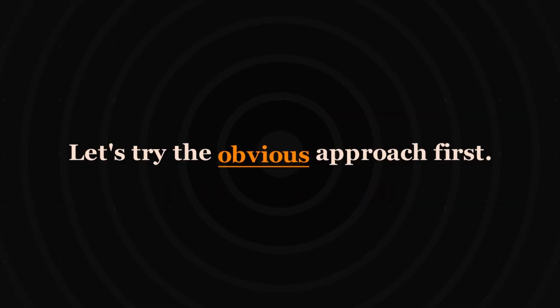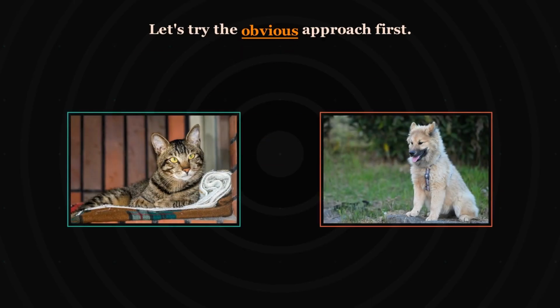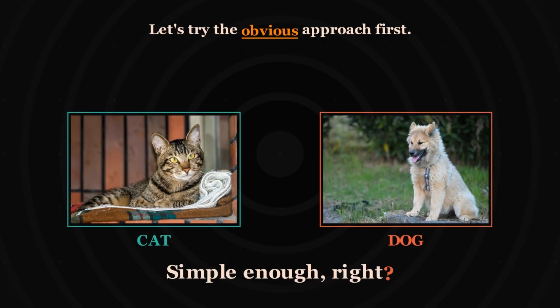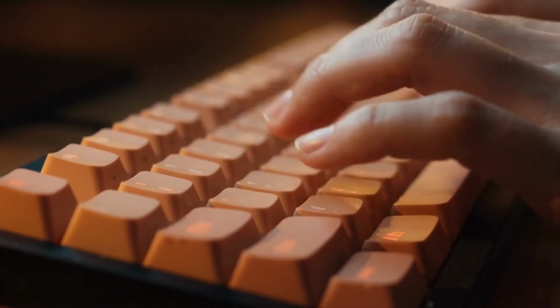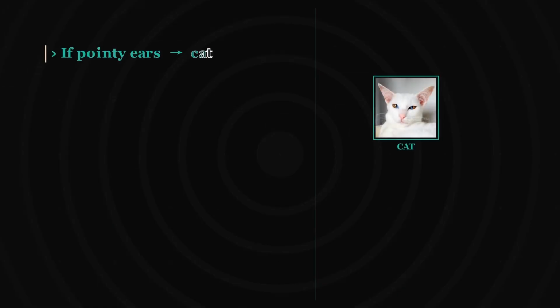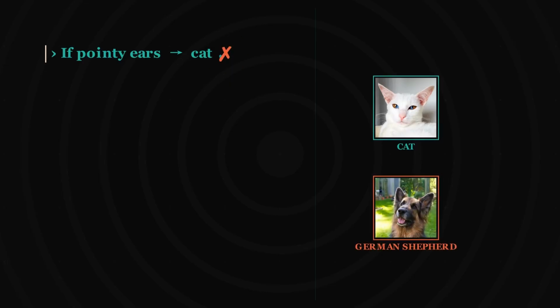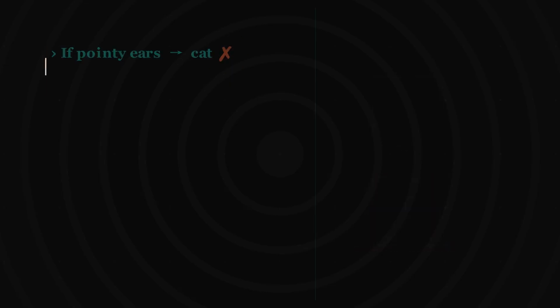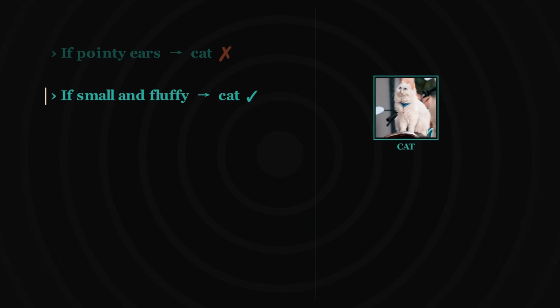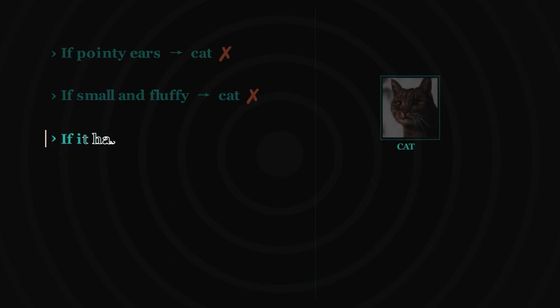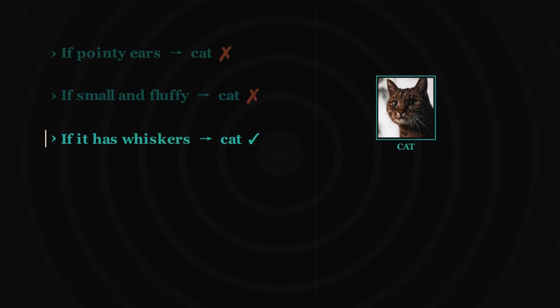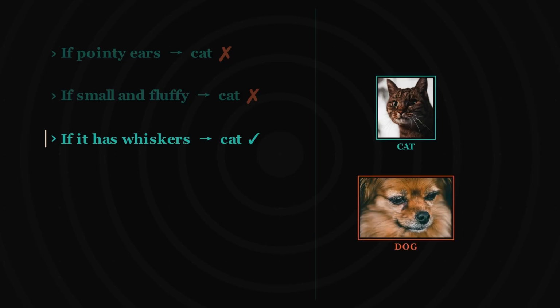Let's try the obvious approach first. Say you want to build a program that can tell a cat from a dog. Simple enough, right? You're a programmer. You sit down and you start writing rules. If it has pointy ears, it's a cat. Okay, but some dogs have pointy ears. German Shepherds, for example. If it's small and fluffy, cat. Chihuahuas are small and fluffy. If it has whiskers, cat. Some dogs have whiskers. You keep going and the rules keep breaking.